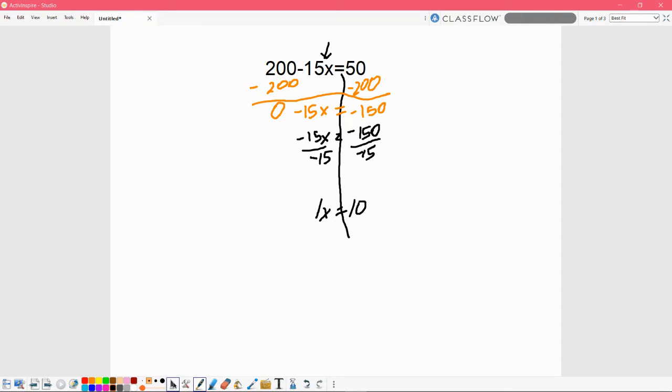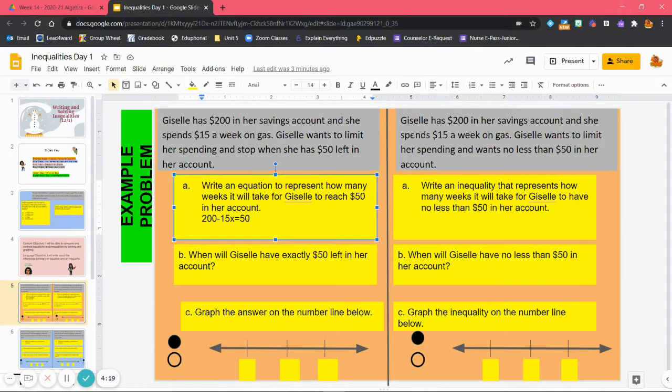And in this case, the x's are representing the weeks. So it took Giselle 10 weeks until she has $50 left in the account.